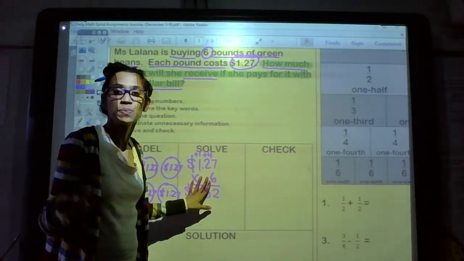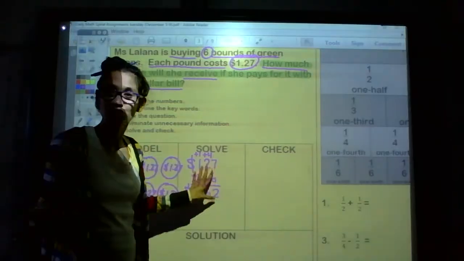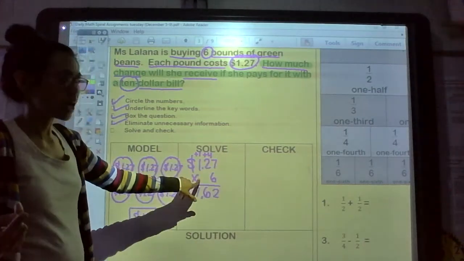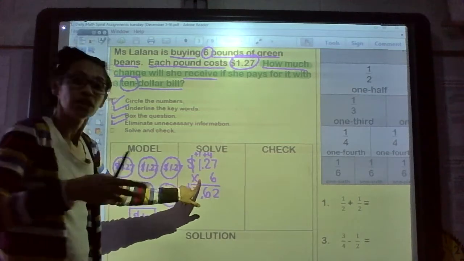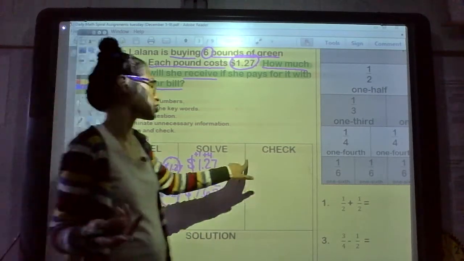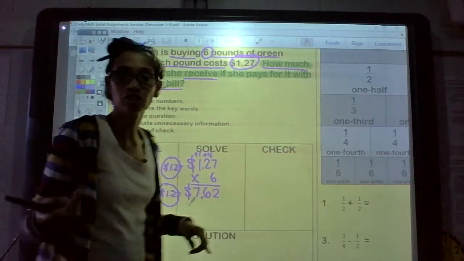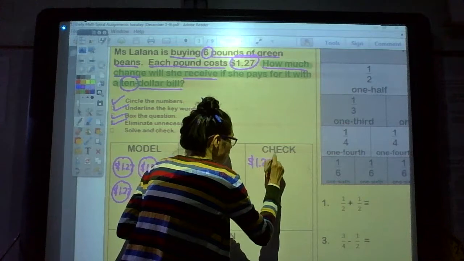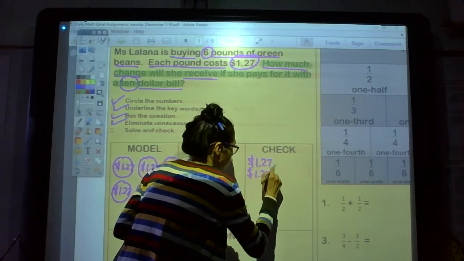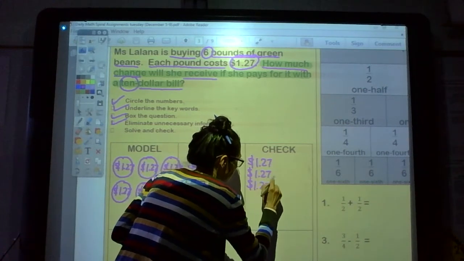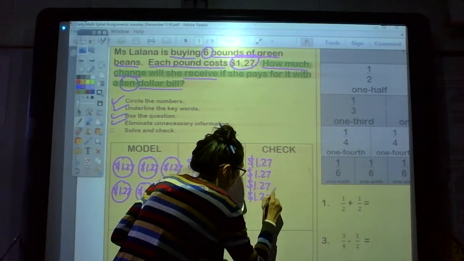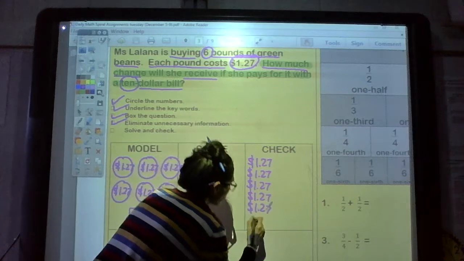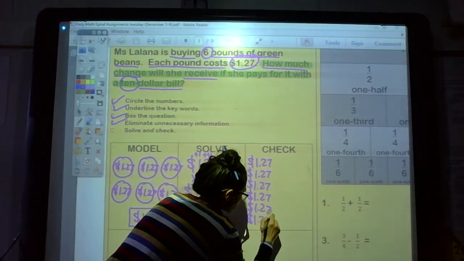This is a multi-step problem, but I want to go ahead and check this works. So I'm going to go in my checkbox, and to check that, we can add it. Or if you want to use a calculator, you can do that. Just write, I used a calculator to check my work. Let's write $1.27, $1.27, $1.27, $1.27, $1.27. How many is that? 1, 2, 3, 4, 5, and $1.27.